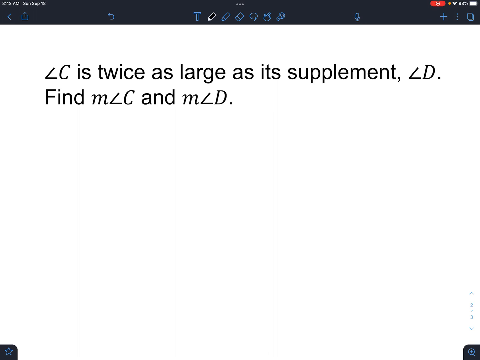All right. Now, we have a different type of question here, and these aren't necessarily about vertical angles, but they're about solving equations about complementary and supplementary angles. So it says angle C, or the measure of angle C, is twice as large as its supplement. Find the measures of the angles. Okay. Well, I always pick the angle that comes second. I want to call that x.